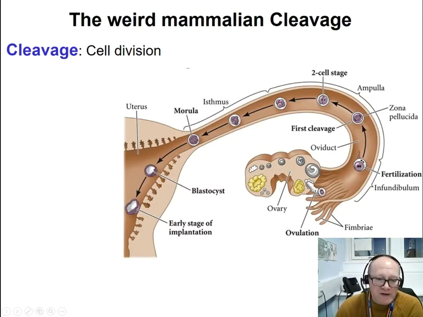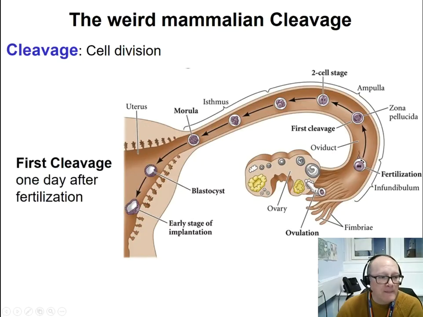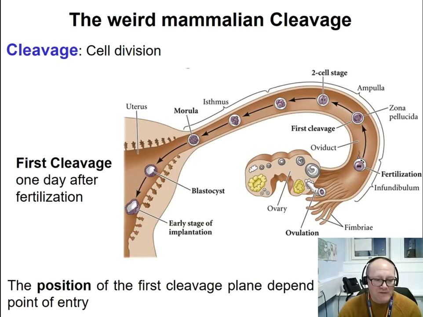So during this travel after fertilization, this movement of the embryo down the ampulla, the embryo starts to divide. The first cleavage in humans happens more or less 1 day after fertilization, and this is only in humans, not in all vertebrates. The position of the first cleavage, the position of the first cell division, depends on the place of fertilization, so on where the sperm enters the egg.